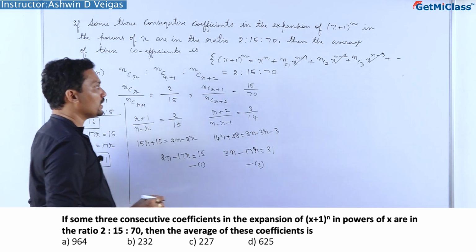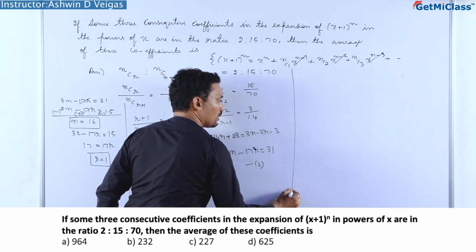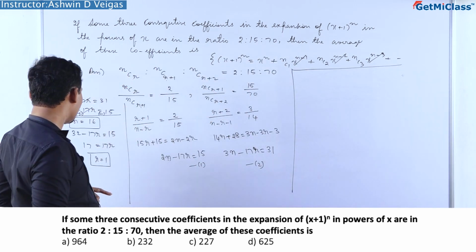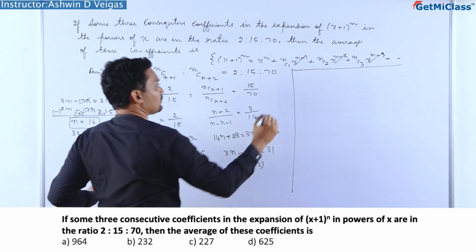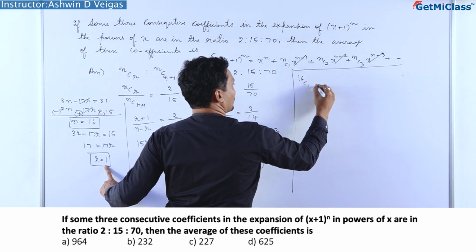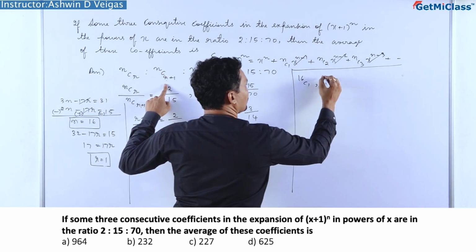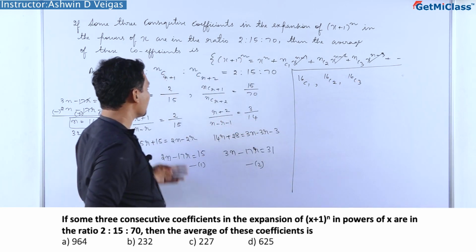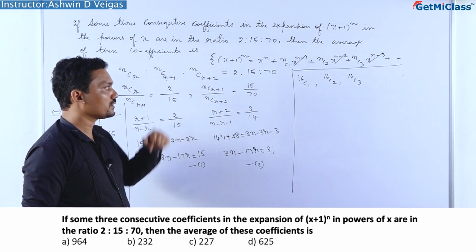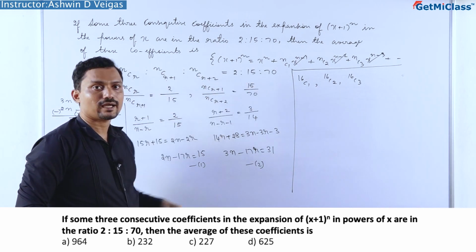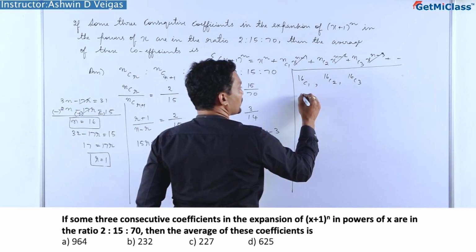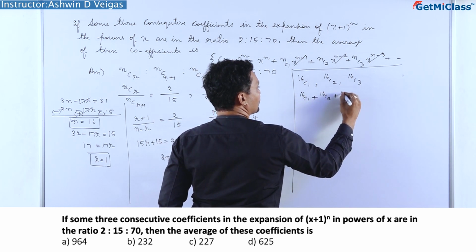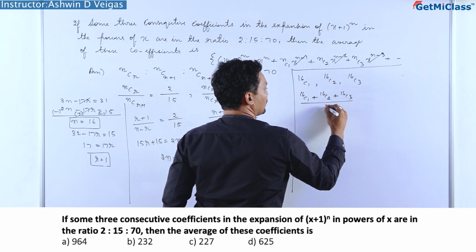Okay, now we will write down the coefficients. The coefficients are nCr, so it is 16C1, then 16C2 and 16C3. Obviously, they are in order: nCr, nC(r+1), nC(r+2). Now, we have to find the average of these coefficients. So, the average is nothing but (16C1 + 16C2 + 16C3) divided by 3.